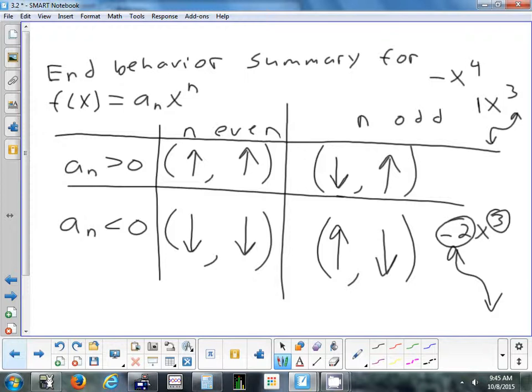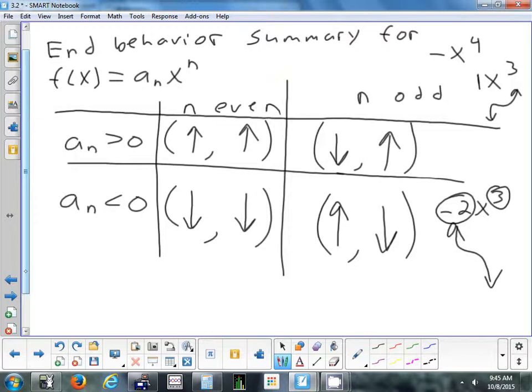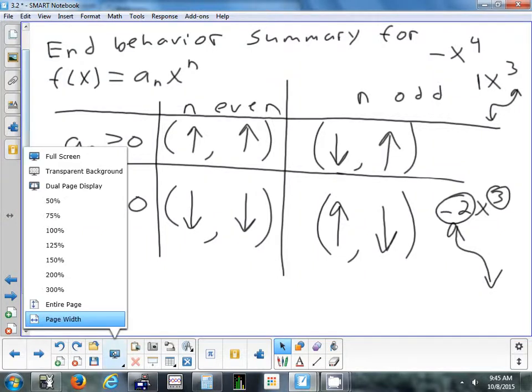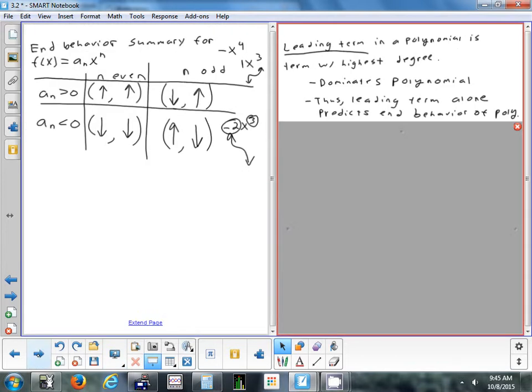Okay, so n is your exponent. A sub n is the coefficient in front. Hey, any question on that? So basically this term right here really controls everything that's happening. Okay, that's called the leading term. And it controls the entire polynomial. Anything else that comes after that might cause little twists and turns, but nothing else can affect the end behavior. Just the leading term. That's the only thing that's important for end behavior.